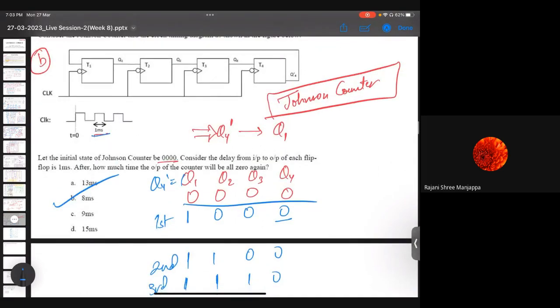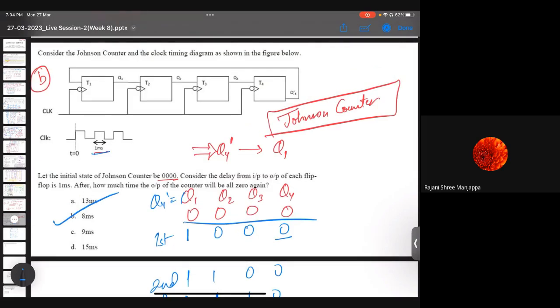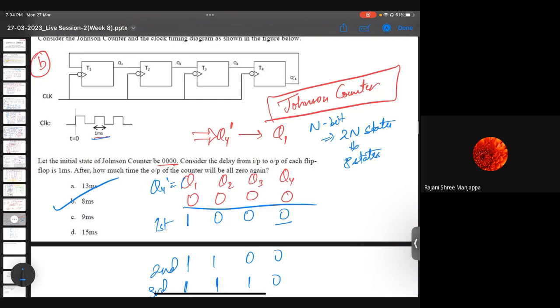So this is an important concept. Many questions in competitive exams say this is a Johnson counter and don't even provide the circuit. They just say it is a Johnson counter and ask what is the delay. One more thing to add about the Johnson counter is that an n-bit Johnson counter has 2n states. So a 4-bit Johnson counter has 8 states. From here you can also tell that it will come back after 8 clock pulses. Is it fine?